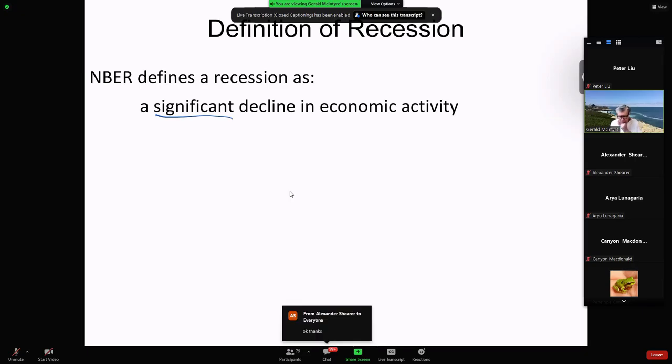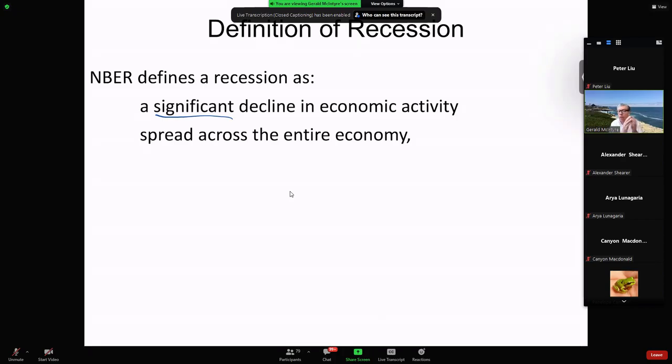Second, the decline has to be spread across the entire economy, across the entire country. It can't just happen in one sector, housing or tech. It can't just happen in New York or in California. It has to occur across most, if not all, sectors in the economy and most, if not all, regions of the country, the Northeast and the Southwest and so on. It's an overall decline in economic activity spread across sectors and across geographic regions.